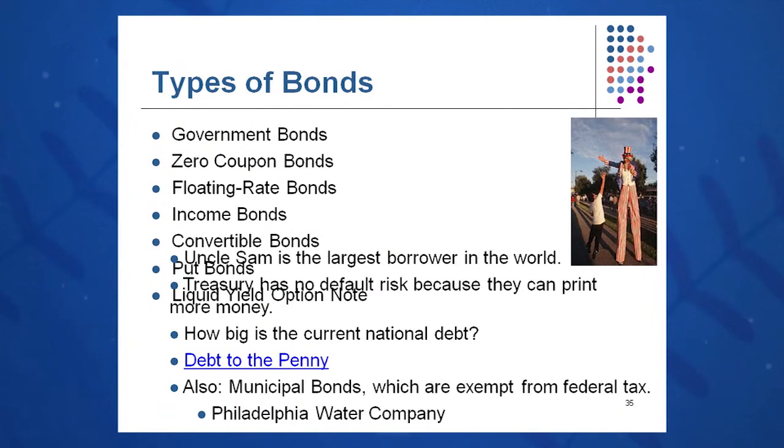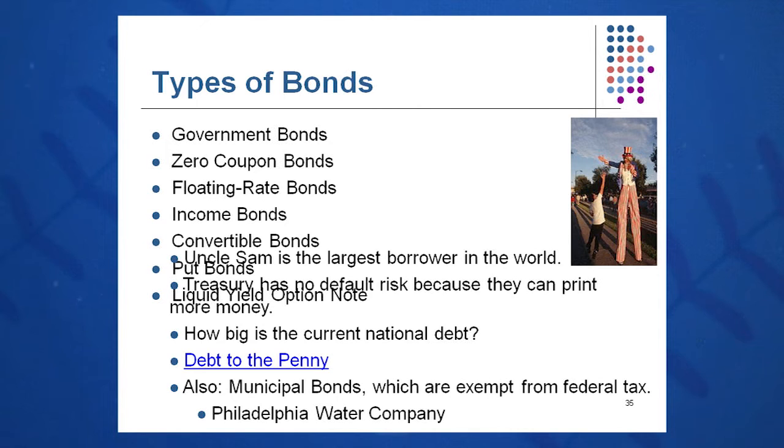There are many: government bonds, zero coupon bonds, floating rate bonds, income bonds, convertible bonds, put bonds, liquid yield option notes, and as I always joke, Barry bonds and Gary U.S. bonds. So lots of bonds out there on the market.